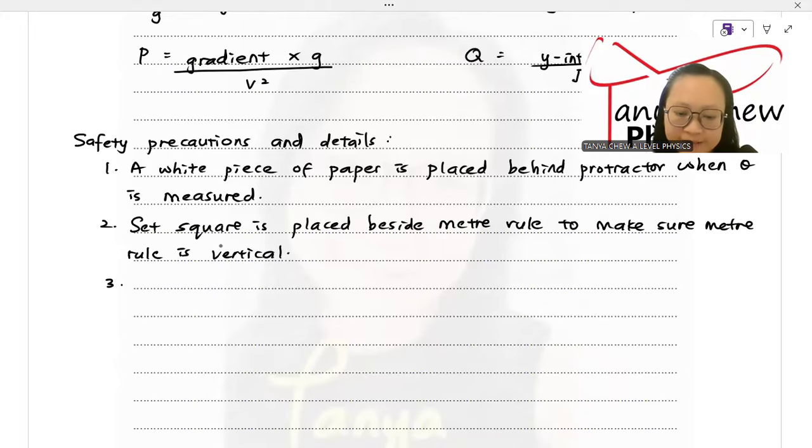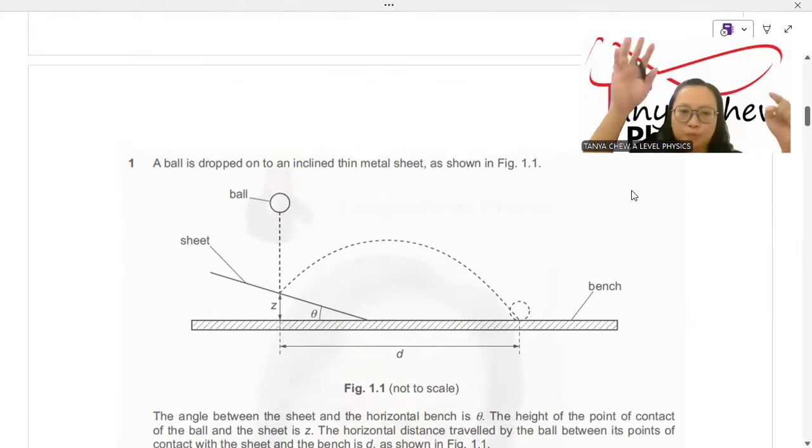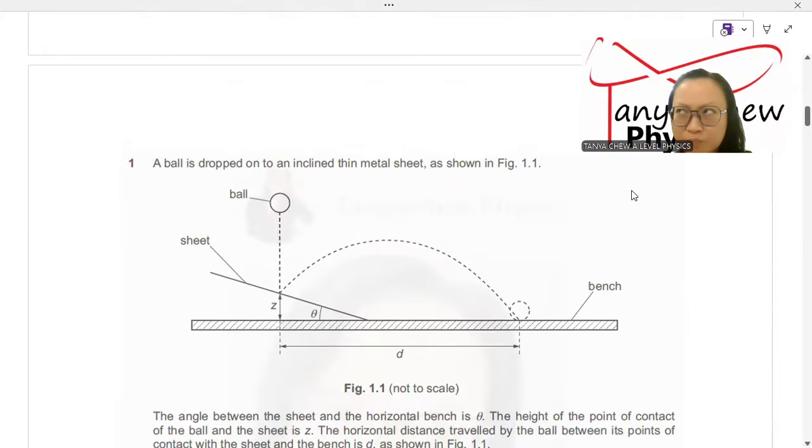And the third one, when you conduct the experiment, look at the diagram given here. The ball will hit the thin metal sheet first before it bounces off to the bench. And you know the bench is made of wood. Most of the benches in our physics lab are made of wood. So depending on the ball, it could easily bounce off. And the measurement of D could not be made as accurately as possible because when the ball bounces off, how are you going to measure D? You cannot measure something that is moving. So that will give you uncertainty in the D measurement.